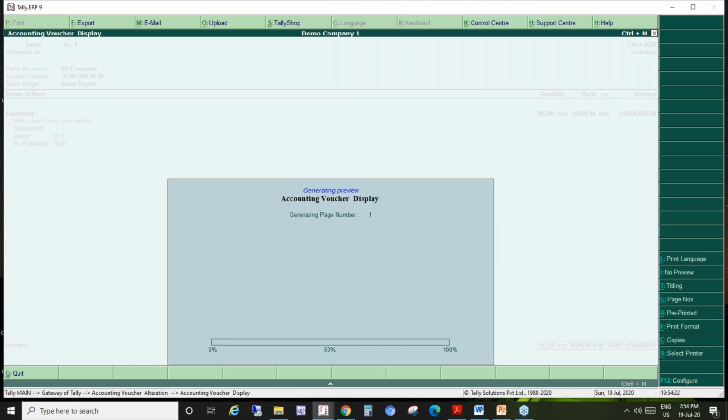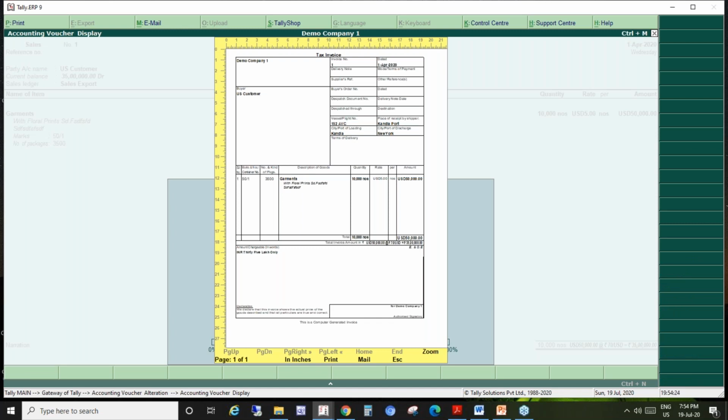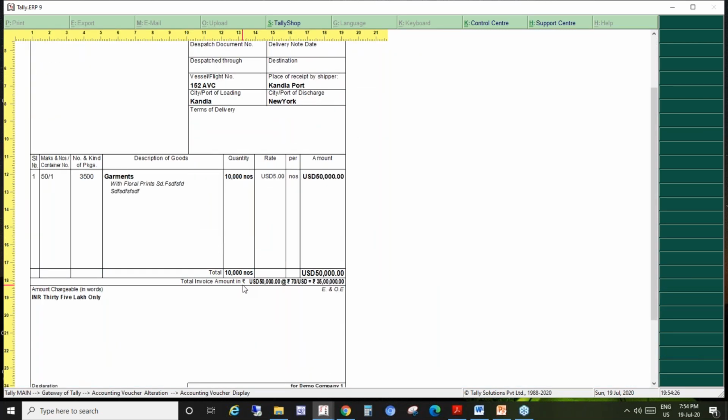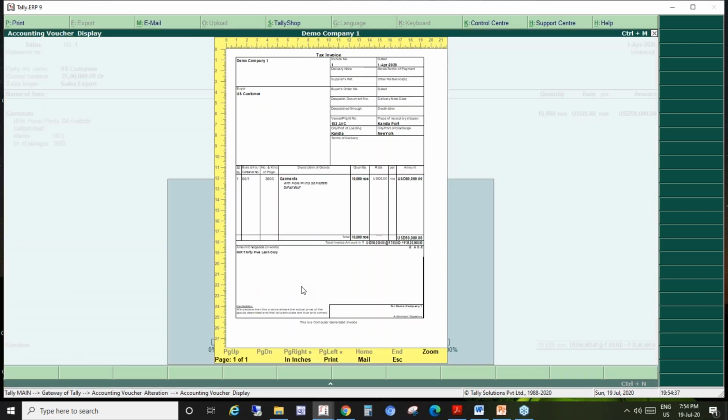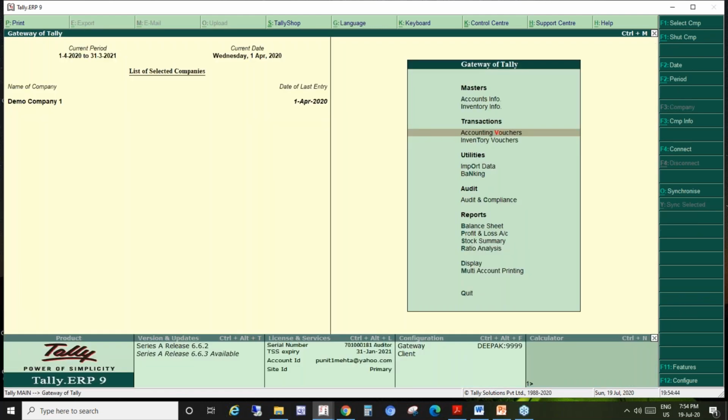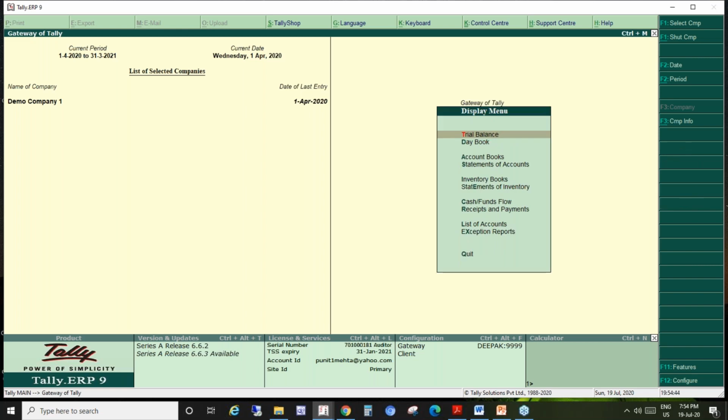We can activate this as well, and then see the total invoice amount, and we get to know at what rate our books of accounts have been posted with this particular transaction, right? Okay, I will accept this transaction, right? I will come to display account books.